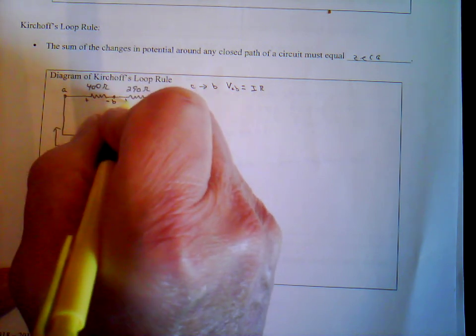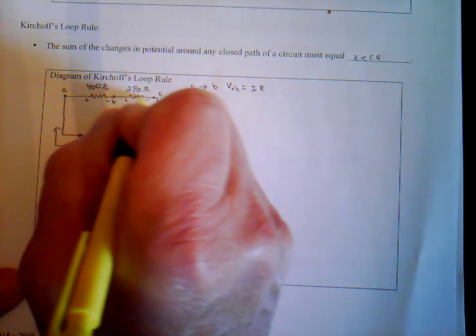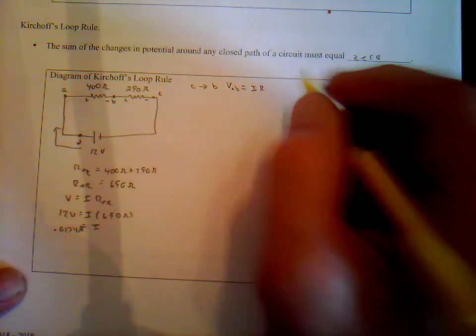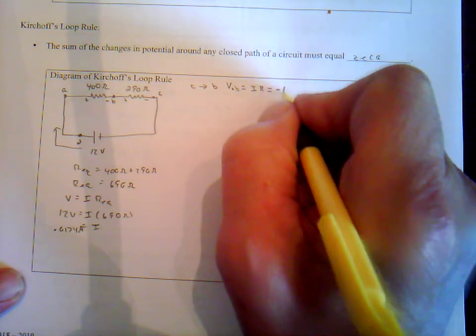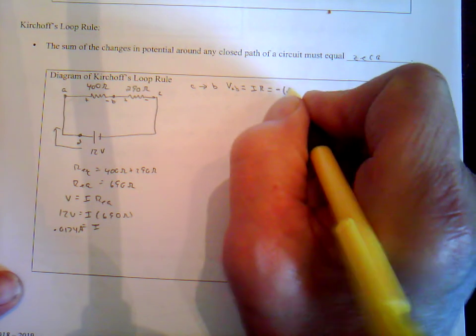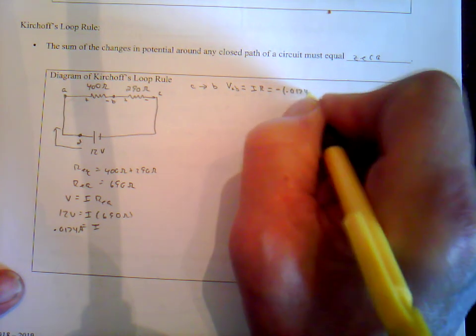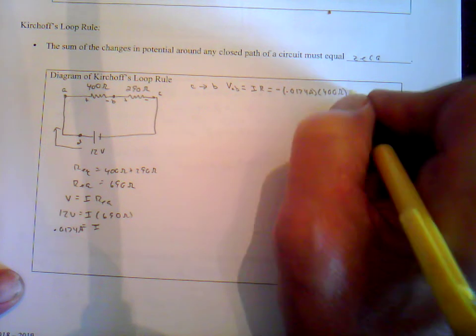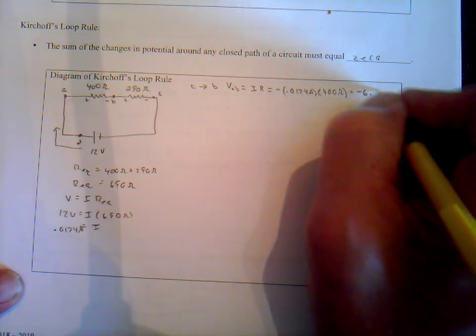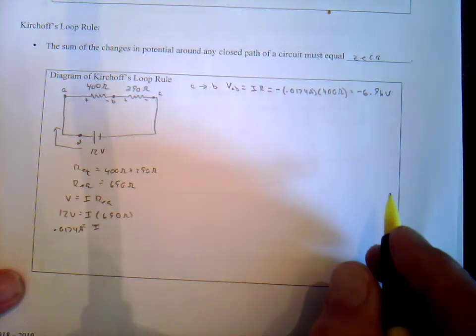Same thing with this resistor. This is the positive, this is the negative side of the resistor. Current always flows from high to low. So this is actually going to be a potential drop. We'll call that negative. The current is 0.0174 amps times our resistance of 400 ohms. We get negative 6.96 volts. That's from A to B.